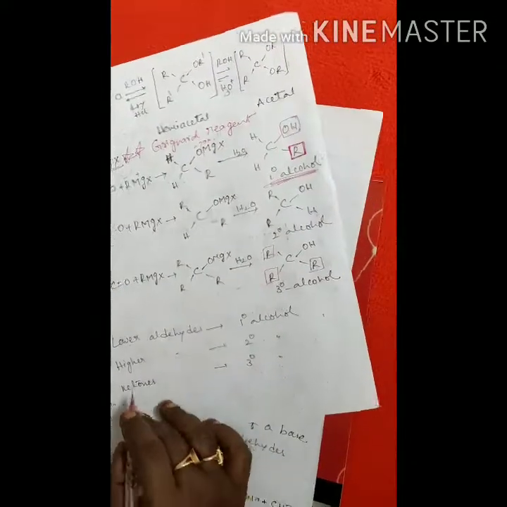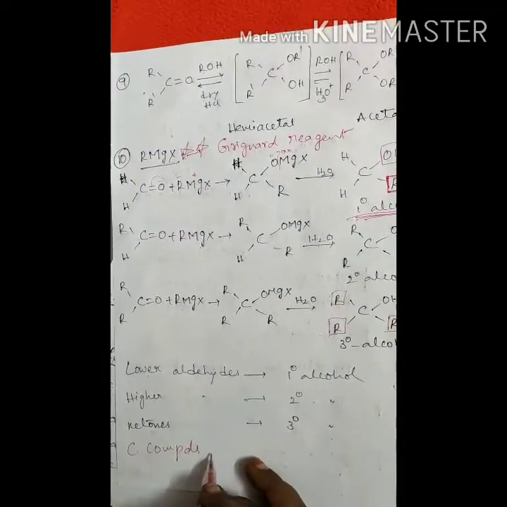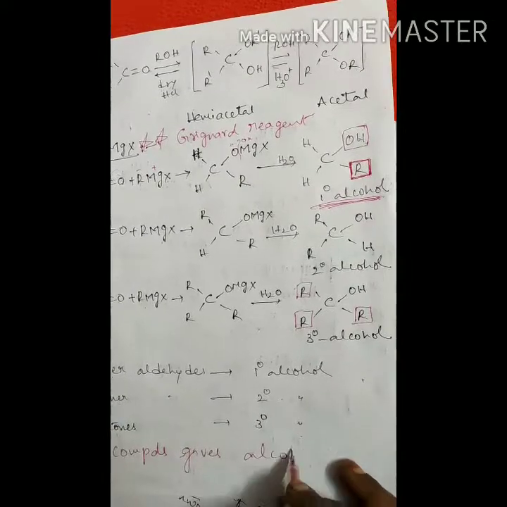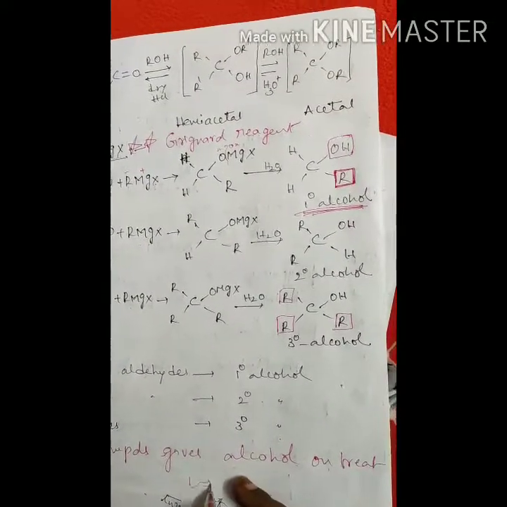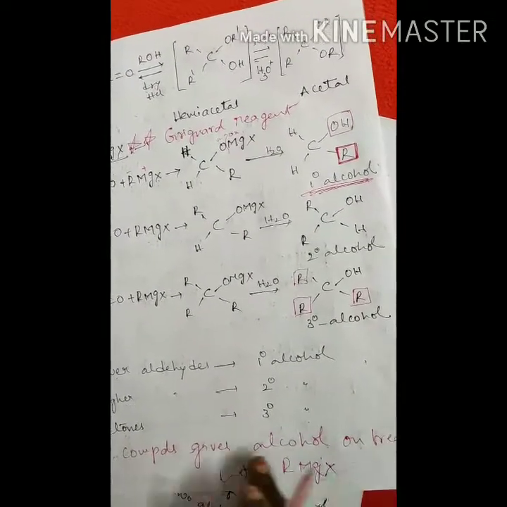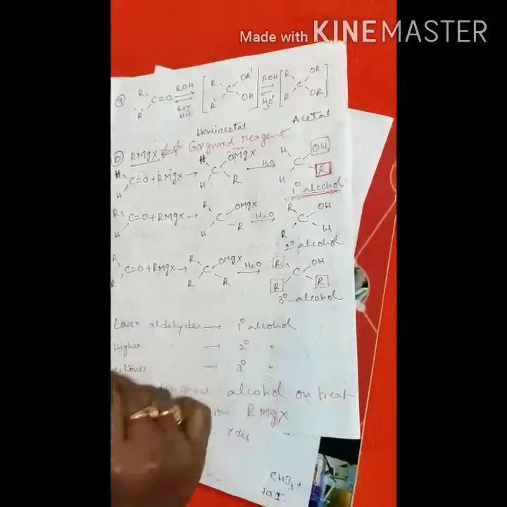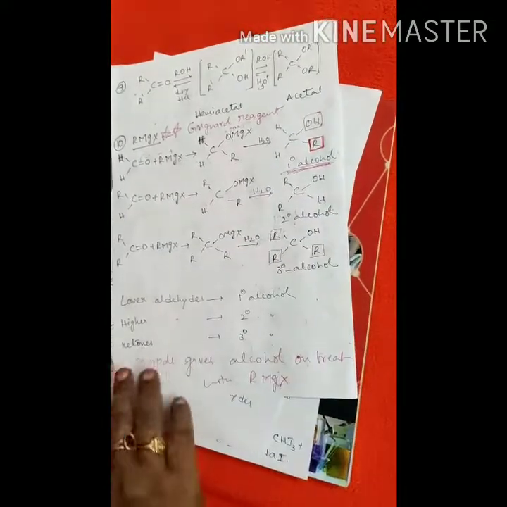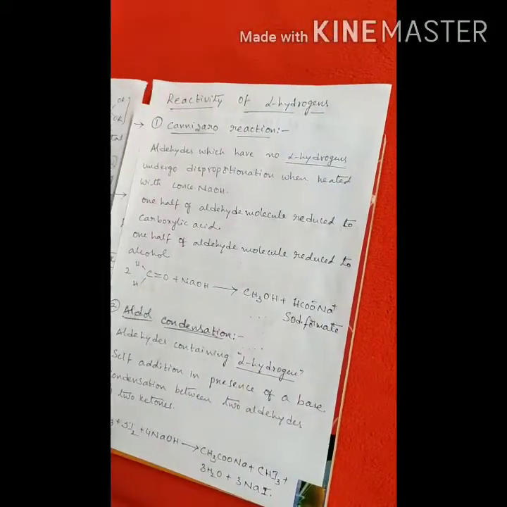That is confirmed: carbonyl compounds give alcohols on treating with RMgX. In this way also you can remember the equation. When does a secondary alcohol form? When higher aldehydes react with RMgX, a secondary alcohol forms. Like this way we can distinguish the reaction with Grignard reagent.